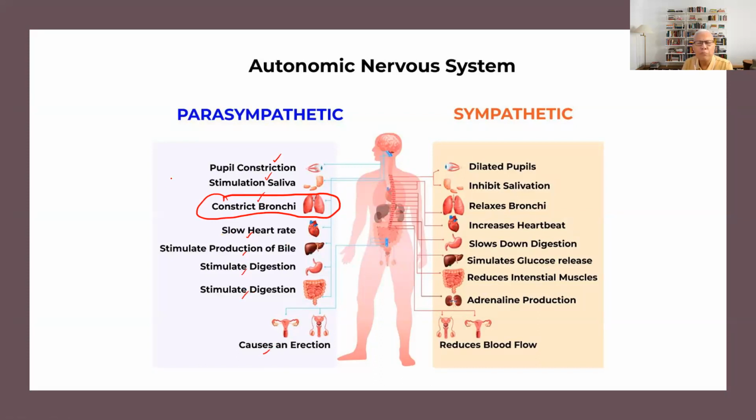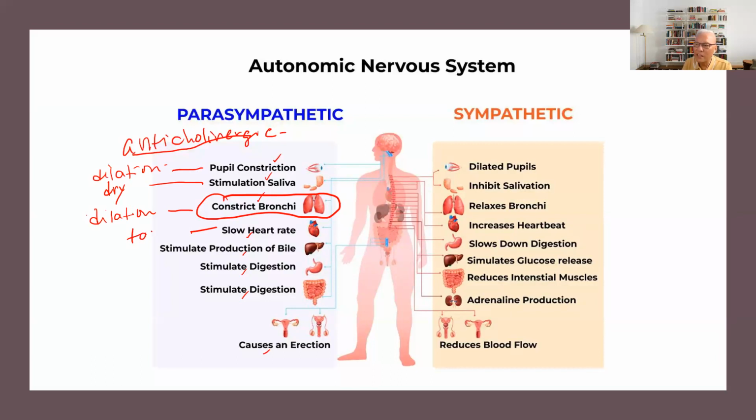So the reason why this is important is if you give a medication that is anticholinergic, what then are the anticipated side effects? Okay, so the side effects would be pupillary dilation, dryness of the mouth and mucous membranes, bronchodilation, and you will have tachycardia, a decrease in bile production, and constipation could also occur, and erectile dysfunction.